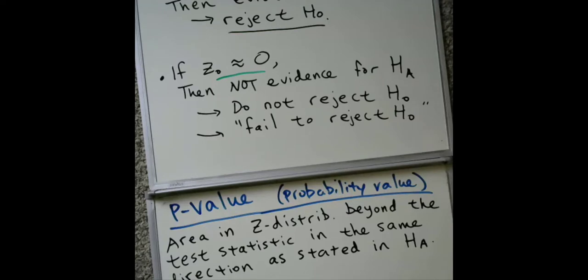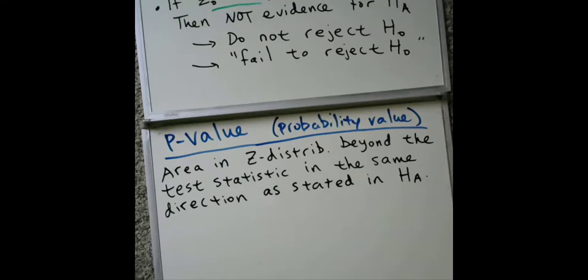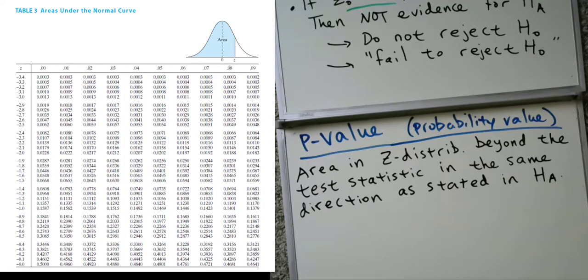Let's discuss this thing called a p-value, which is short for probability value. From a procedural perspective, the p-value is the area in the z-distribution beyond the test statistic in the same direction that is stated in the alternative hypothesis. So it's an area. We know how to find area in the z-distribution, right? Because we know how to use the z-table.